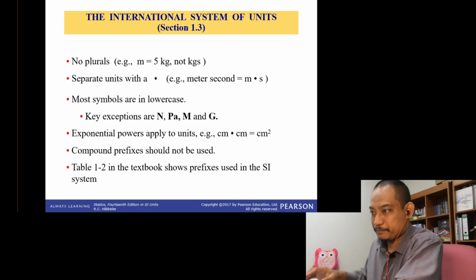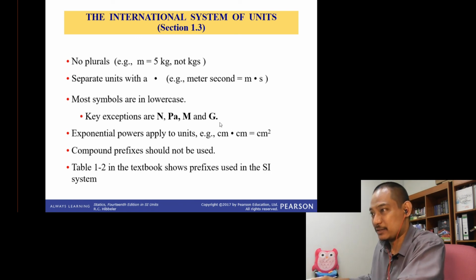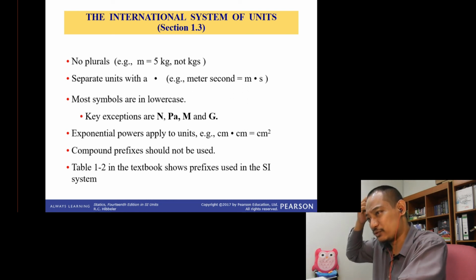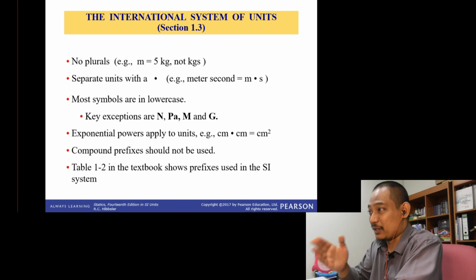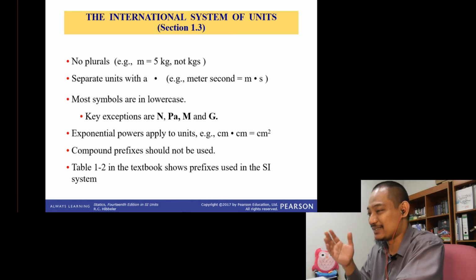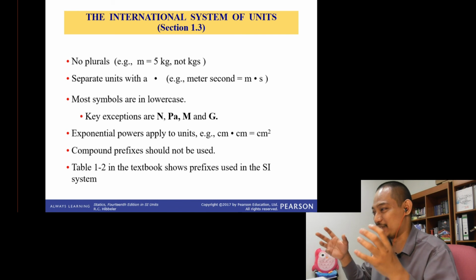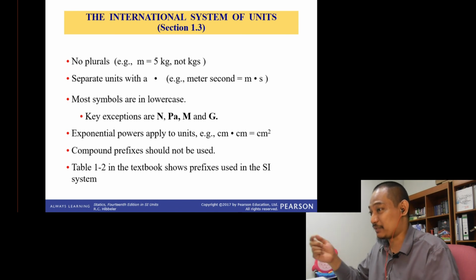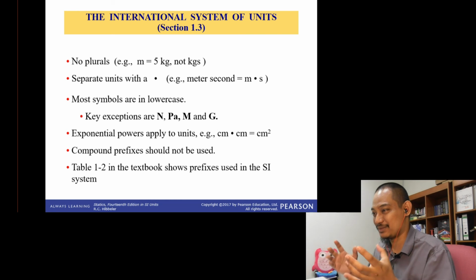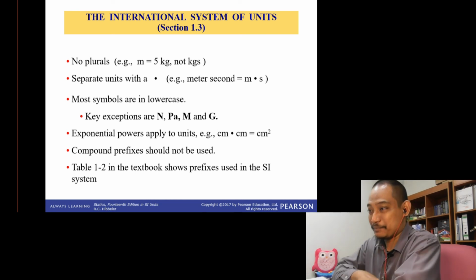What else? For example, centimeter multiplied by centimeter, you get centimeter squared, meter squared, etc. Compound prefixes should not be used. I assume most of you know this, but in the exam some students make this mistake. For example, you know that 1000 is 1 kilo, but you cannot do this: 1000 centimeter becomes 1 kilo centimeter. No, it doesn't make sense, because centi and kilo are both multiples of ten, so you cannot write kilo centi. You have to convert it to something else.